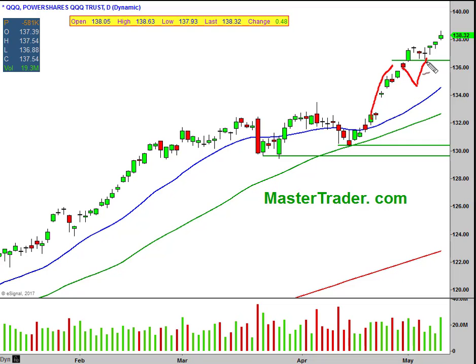So if we were to see something like this, and then a break of the prior low after a new high, the trend is broken and no longer meets the definition of an uptrend.